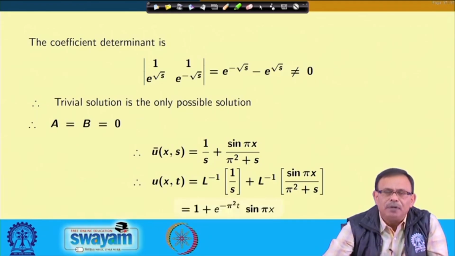You know the values. The Laplace inverse of 1 by s is 1, plus sin(pi x) into the Laplace inverse of 1 by pi square plus s, which is e to the power minus pi square t. Therefore, the solution of your problem is u(x,t) equals 1 plus sin(pi x) into e to the power minus pi square t. So, in this way, depending upon the problem, I have to choose the appropriate transform, and then I can find the solution of the problem.